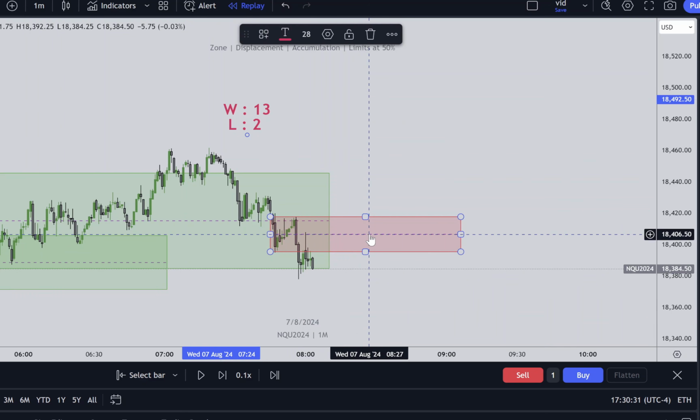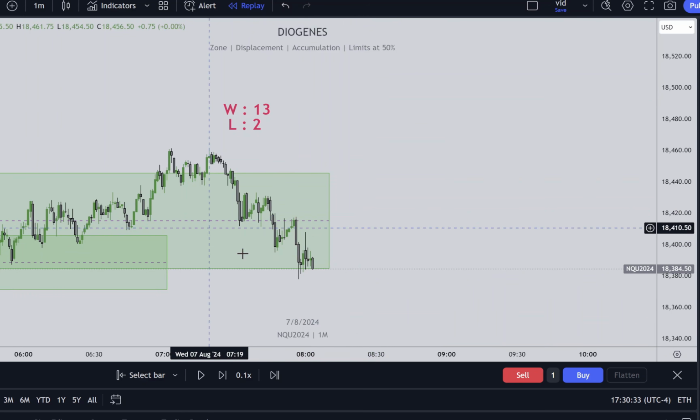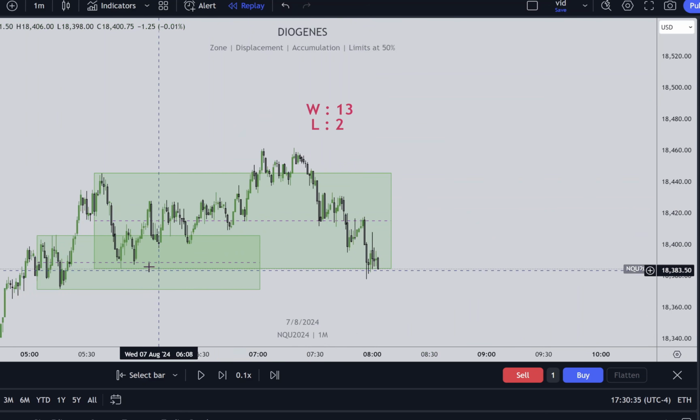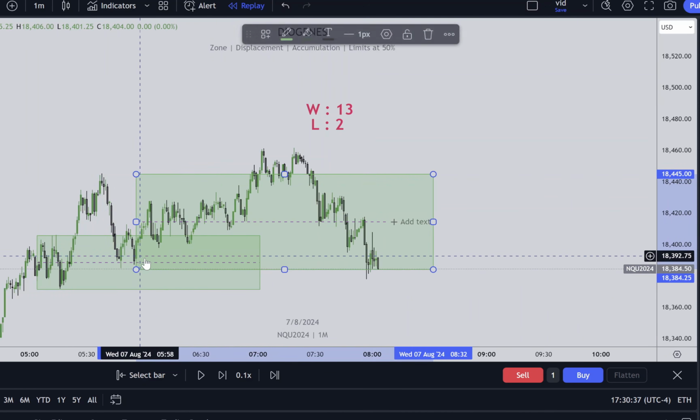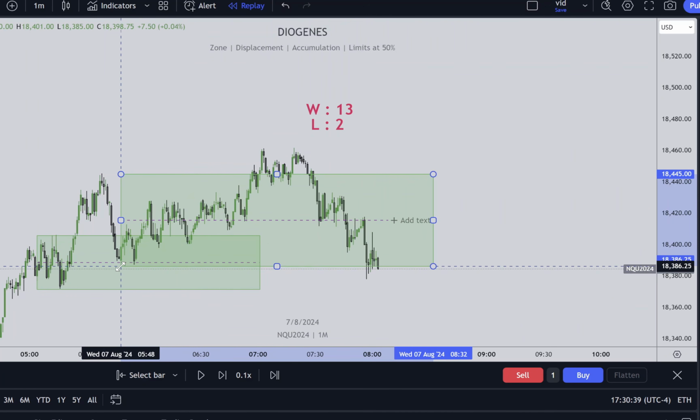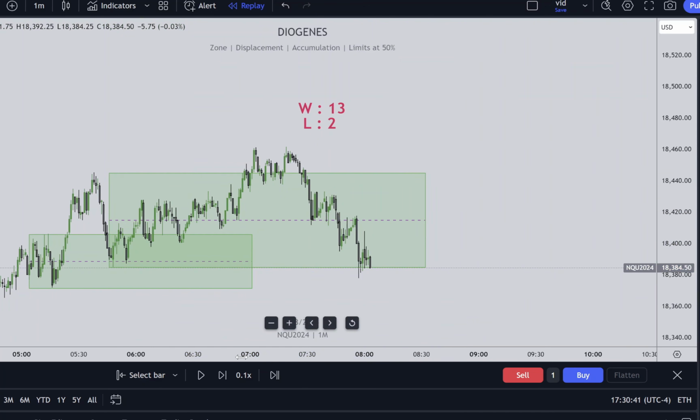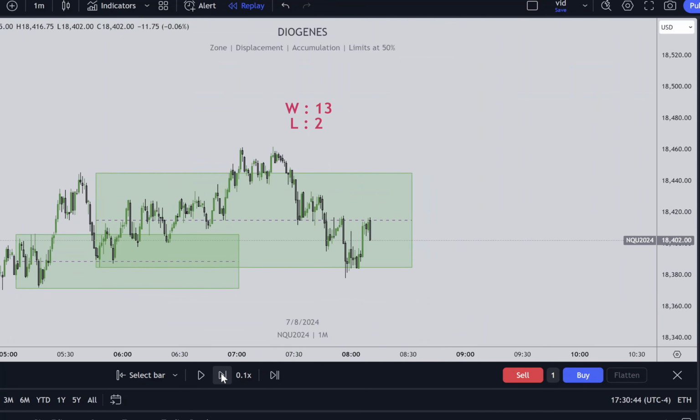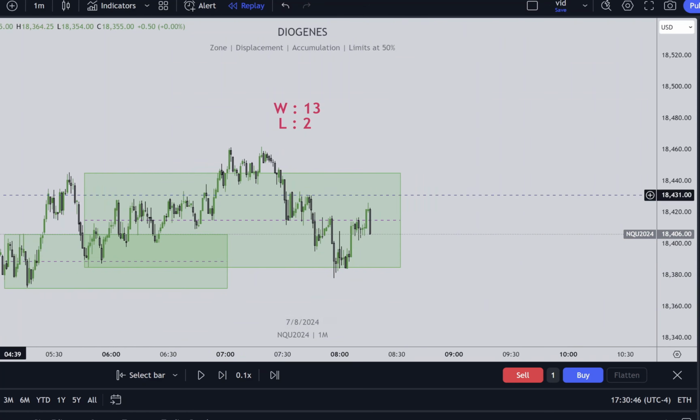Okay, it was so risky. Why? Because we wicked under a higher time frame low, but it is what it is. Sometimes I like to gamble too.